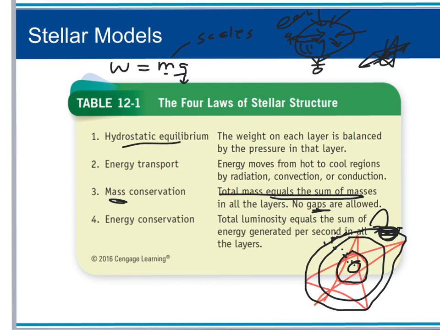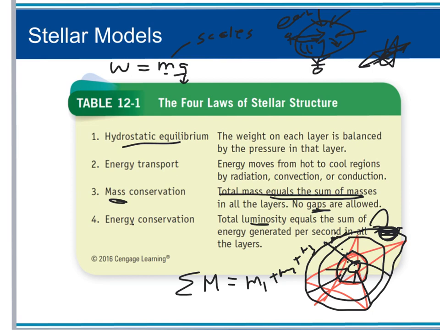We also can't have a bump on it either. So mass gets uniformly spread around, and all the mass, no matter where we go through, in each area sums up. So our total mass equals the mass at ring 1 plus the mass at ring 2, mass at ring 3, etc. And then energy conservation, that luminosity, that brightness, the same thing there.